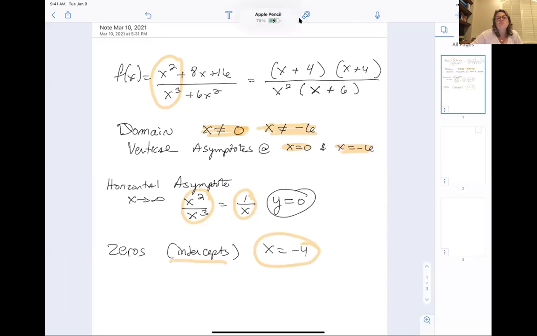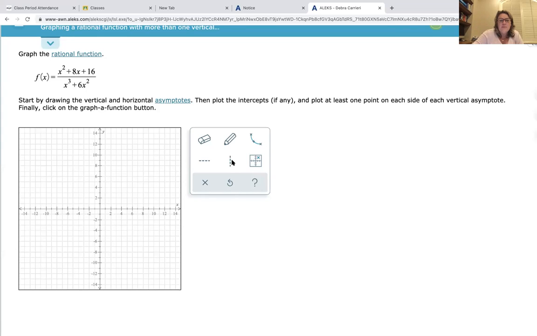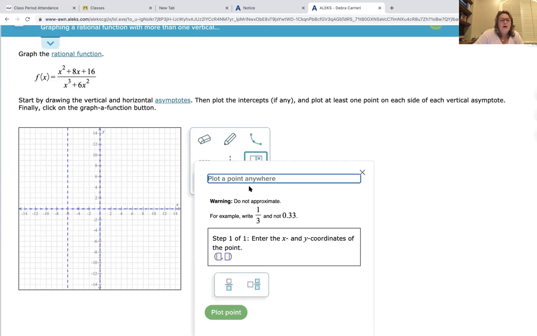Then I'm going to go back to my ALEKS. Got to plot all that. First thing I'm going to do is my asymptotes. I got one at 0, I got one at x equals -6, and I have a horizontal asymptote at y equals 0. Notice they say to plot any intercepts, so I've got to actually plot those. I have one at -4, so there's my intercept. Okay, now I got to plot some points.